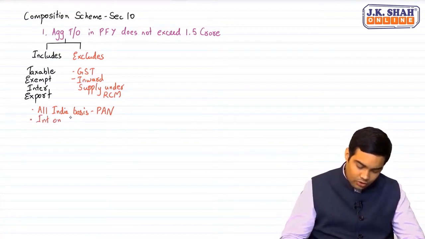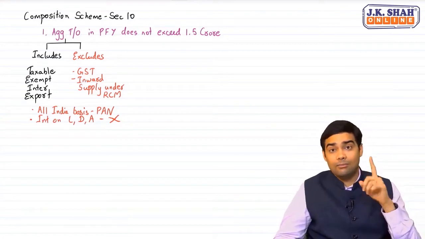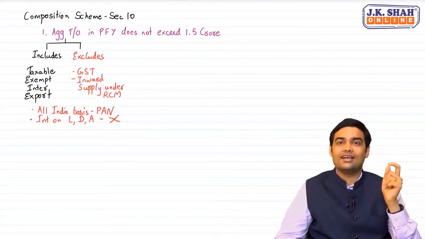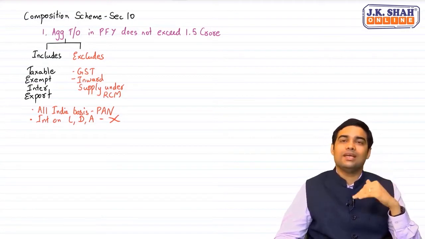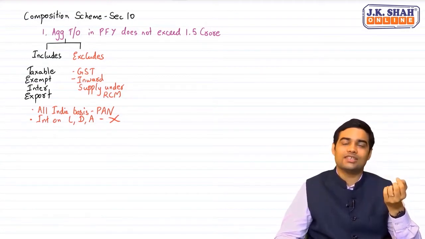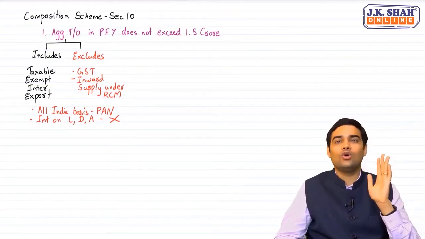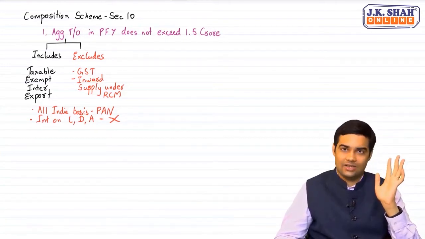Now, interest on loans, deposits and advances will not form part of turnover throughout composition scheme. But remember one thing, this is only for the purpose of composition scheme. For all other limits, interest gets added. So if a person is earning interest on a savings account or fixed deposit, or he has given a loan and he is earning interest, then that interest will not be part of turnover throughout composition scheme. This is a benefit only under composition scheme where interest will not be part of turnover.